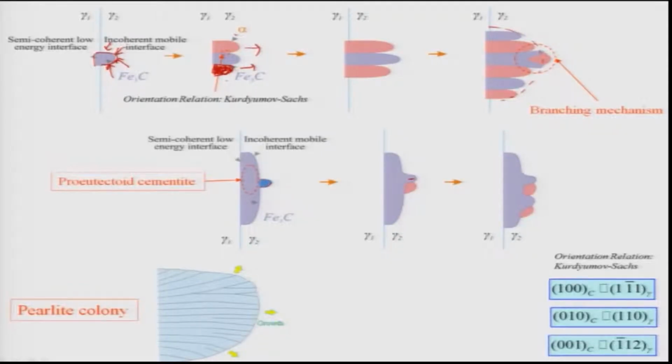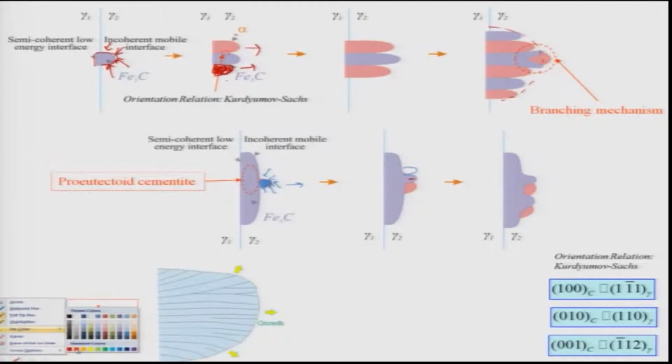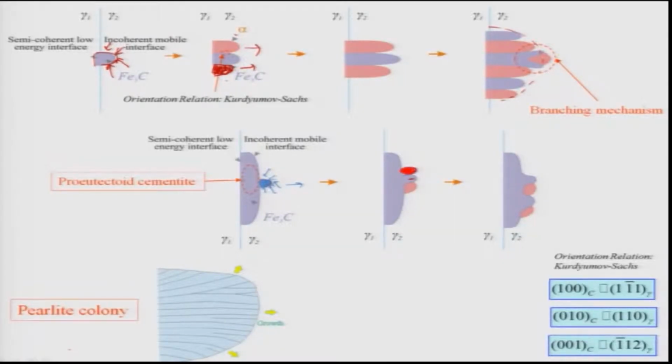structure like that. Once it grows into the gamma grain, it requires more carbon, so carbon will diffuse from the nearby region, and the nearby regions will become lean in carbon concentration. This allows you to nucleate the alpha phase very easily on both sides of the cementite, and this will again lead to the formation of colonies. So nucleation of these phases can happen in many ways.